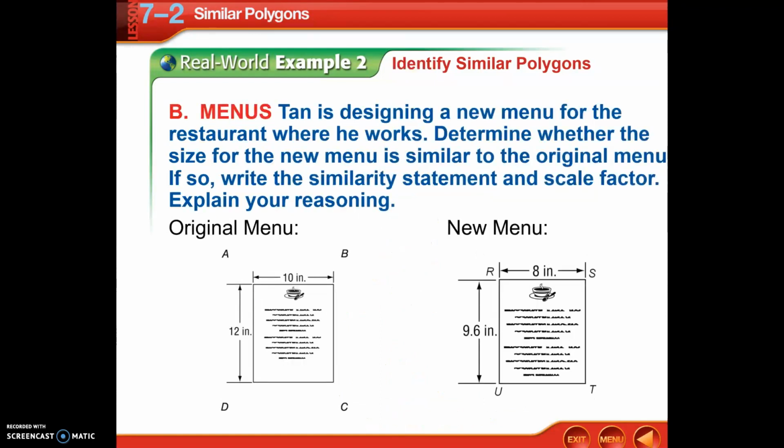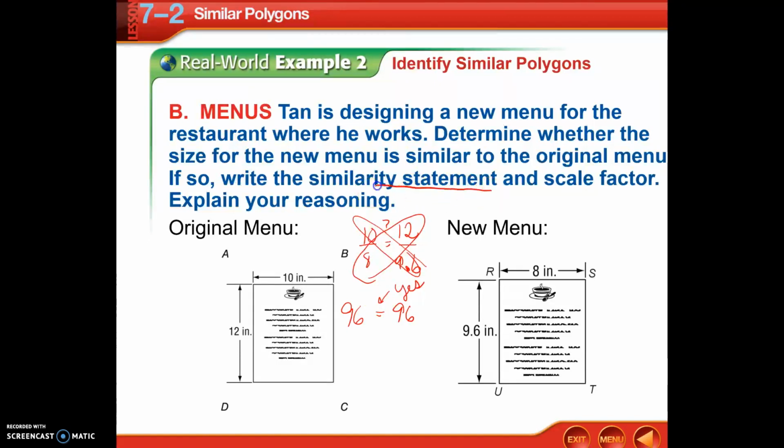So here we have the same thing. First, check your angles. Angles are all equal, so we're good there. Next, check your proportions. So does the ratio of the widths, 10 over 8, equal the ratio of the lengths, 12 over 9.6? So cross multiply. 10 times 9.6 is 96, and 8 times 12 is also 96. So this is equal. So then they are similar.